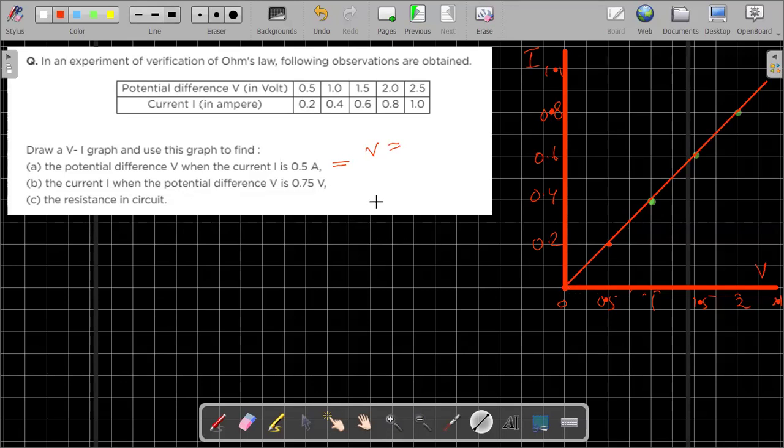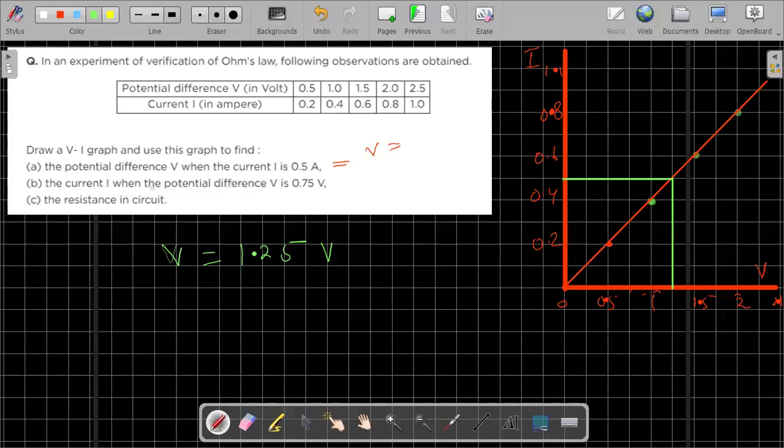So you have to tell the potential difference when the current is 0.5. So here the current is 0.5 ampere at this point, and it is touching the graph at this point. And here the middle portion of 1 and 1.5, so we get potential difference V equal to 1.25, which will be exactly half in between them. So this is electric potential.